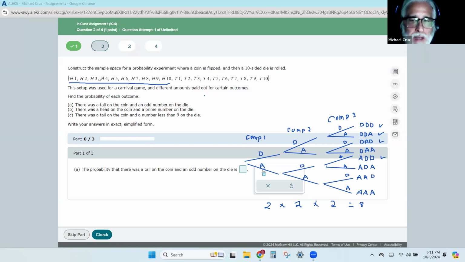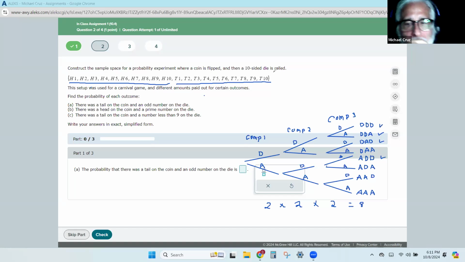Coin is flipped, so that's head, and then the 10 numbers there represent the 10 sides of the coin. Over here is the tail side, and then we're also matched with the 10 sides of the die. So this setup was used for a carnival game, and different amounts paid out depending on certain outcomes. We don't need to know about that yet.